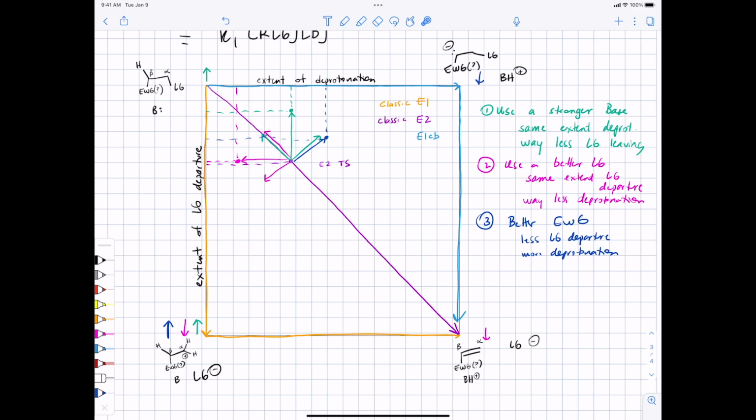If you want the reaction to be more E1CB-like, then using a stronger base can get you to having less leaving group departure before the deprotonation happens. In contrast, if you use a better leaving group, that's going to tend to push you more towards an E1 type mechanism or keep you at an E2 regime. All right, so just some ways to think.